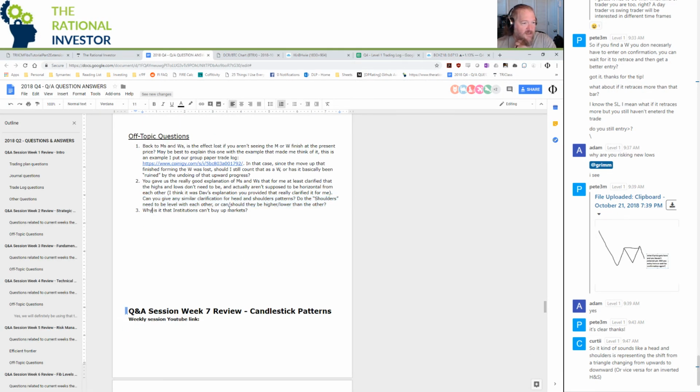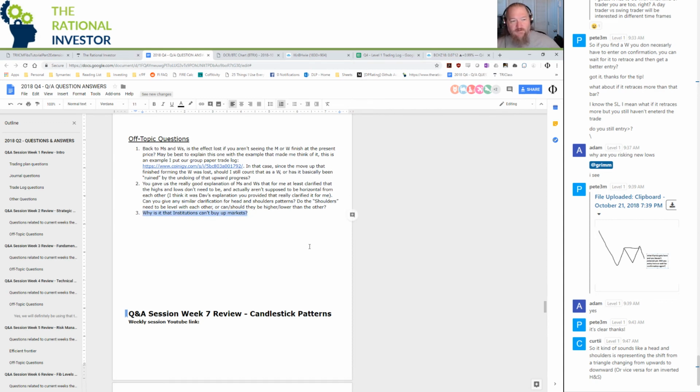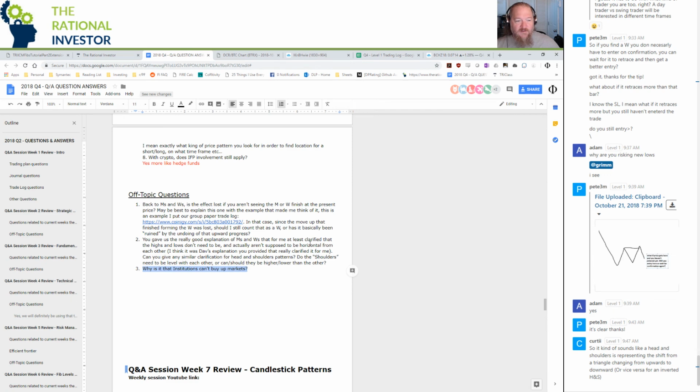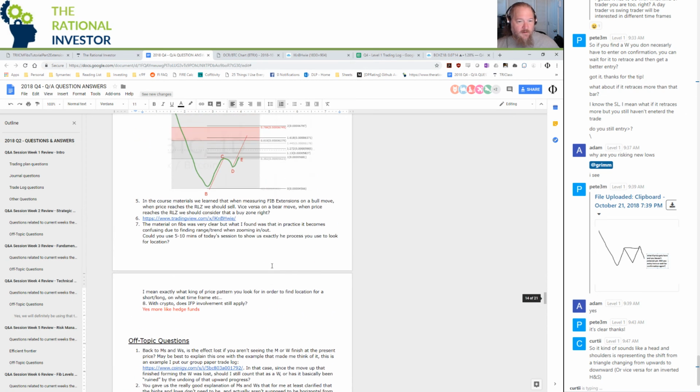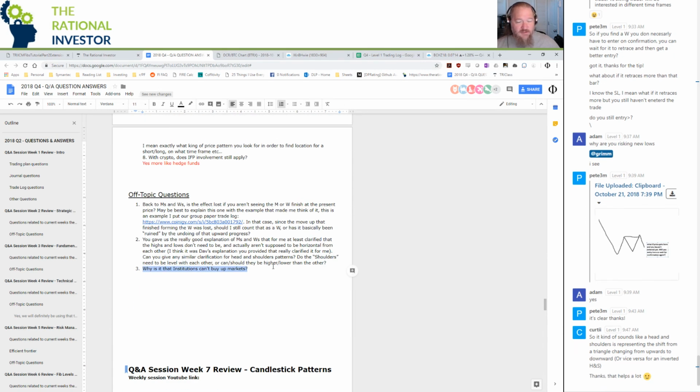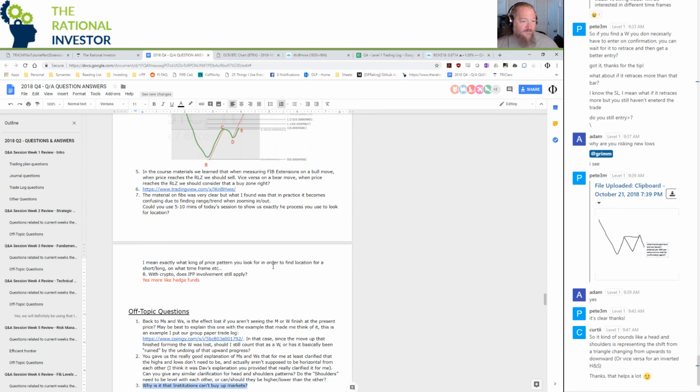And why is it institutionally kept by? I think we answered this one earlier. They're not allowed to. They're going to have rules within their hedge funds and within their prop firms that don't allow them to buy up markets. I mean, I suppose they can. They're just going to get fired, so it's not going to happen.